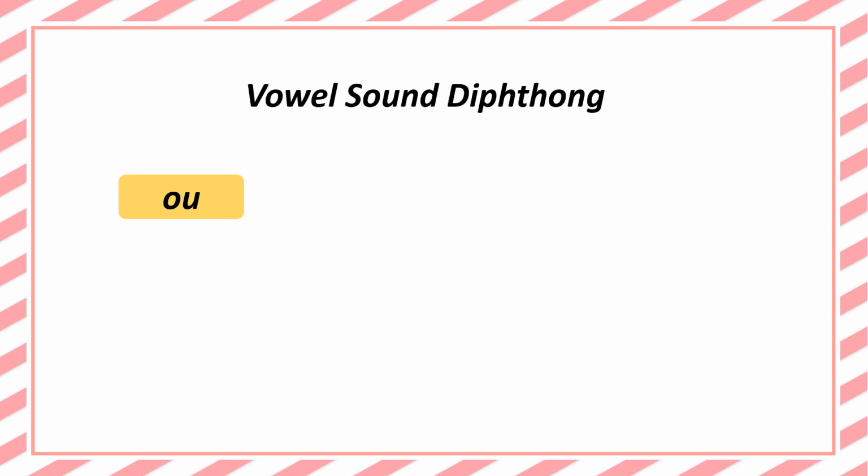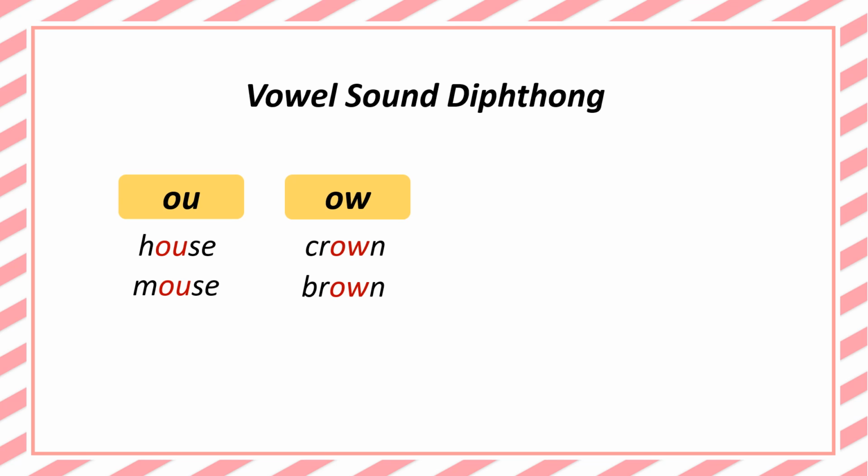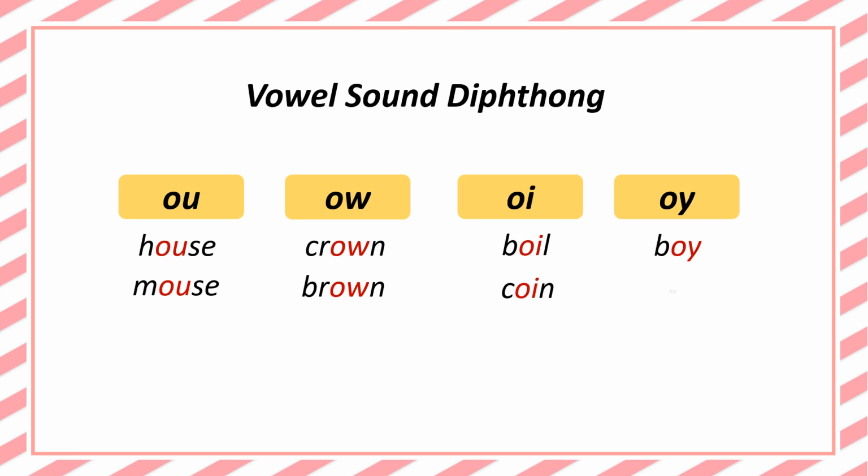For example, OU makes the sound ow, as in house, mouse. OW, ow, as in crown, brown. OI, oi, as in boil, coin. OY, oi, as in boy, toy.